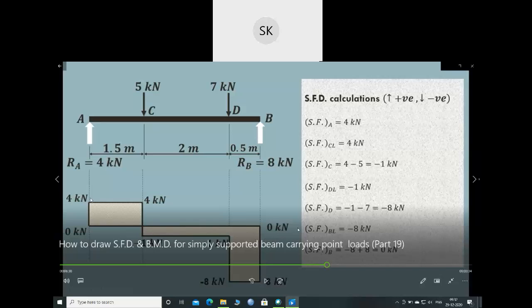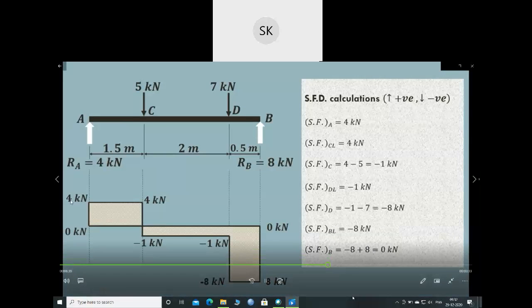Now let's move to the bending moment diagram. Shear force at A is 4 kilonewton. At C left it is 4 kilonewton. Exactly at C it is minus 1. At D left it is minus 1. Exactly at D it is minus 8 kilonewton. At B left it is minus 8 kilonewton, and at B it is 0 kilonewton.